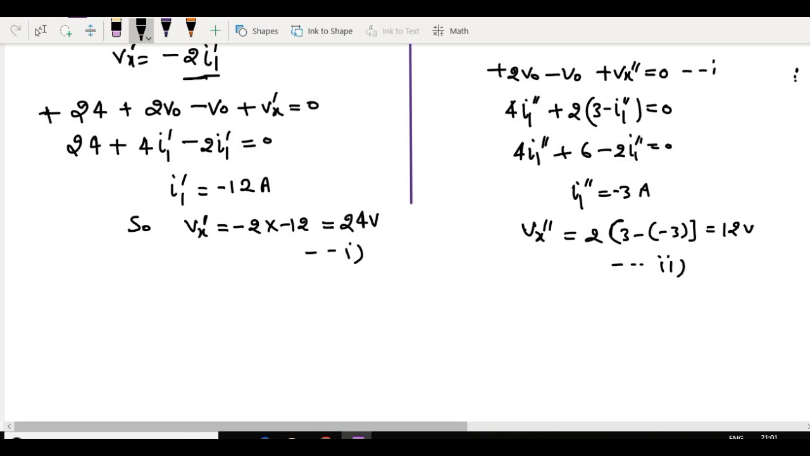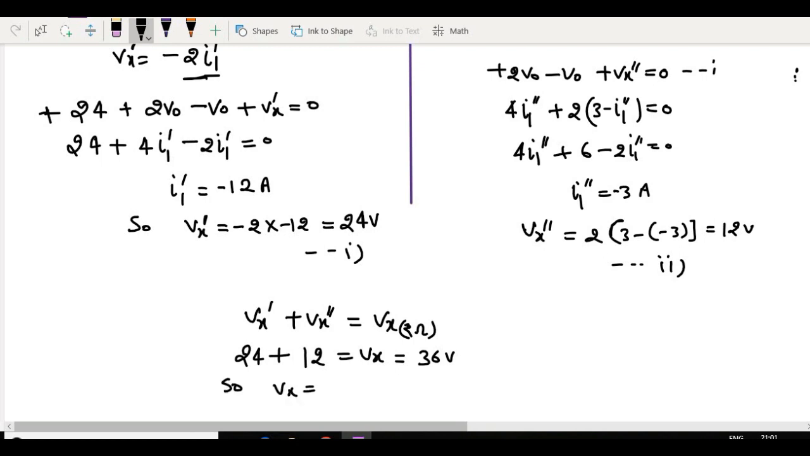So according to the superposition theorem, the potential drop due to the first source, Vx dash, plus the potential drop due to the current source, Vx double dash, will be equal to the potential drop across the 2 ohm resistance, Vx. Adding Vx dash, 24 volt, plus Vx double dash, 12 volt, equals Vx, which is 36 volt. Vx equals 36 volt by using the superposition theorem. Thank you friends.